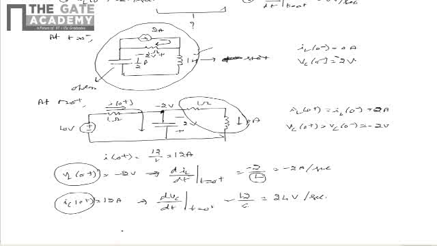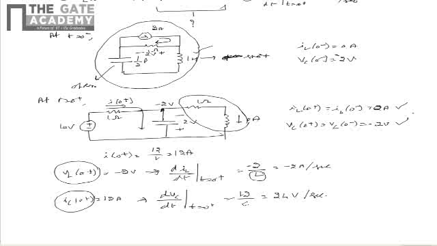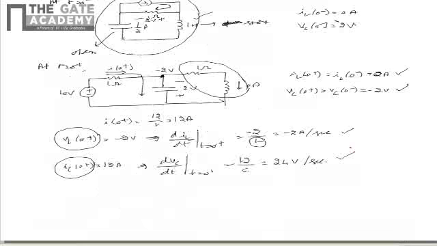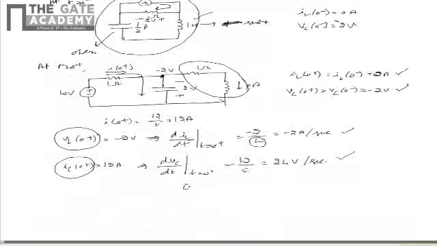From this we can say that IL of 0 plus is obtained to be 0 ampere. Hence option B is not correct. Vc of 0 plus is obtained to be minus 2 volts. Hence option A is not correct. dIL by dt is obtained to be minus 2 ampere per second. Option C is correct. dVc by dt at t equal to 0 plus is obtained to be 24 volts per second. Hence option D is not correct. Hence the correct option is C.